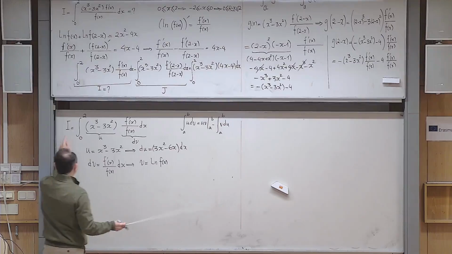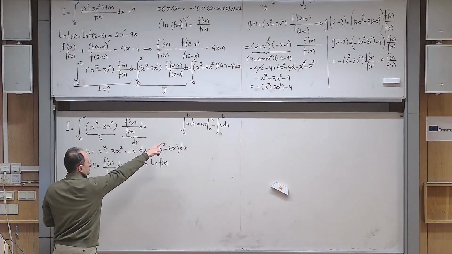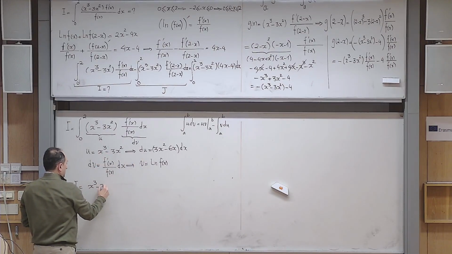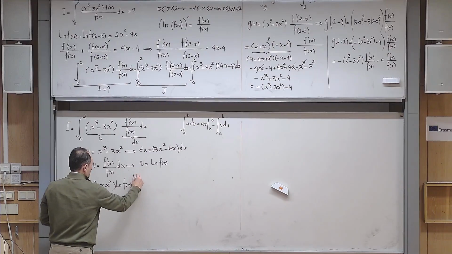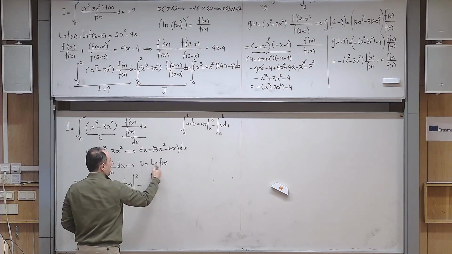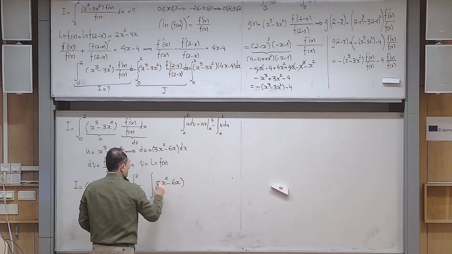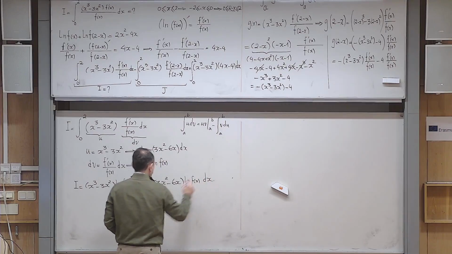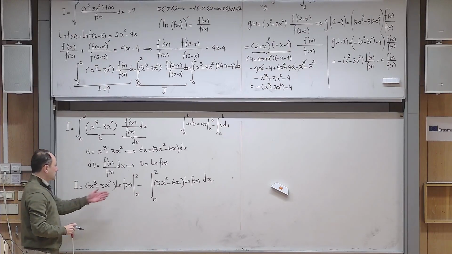So my integral I is the integral of u dv. According to the formula, it becomes uv. U is this guy, v is this guy. But I have to run it from 0 to 2, minus integral v du. This is my du and this is my v. So this becomes 3x squared minus 6x, times ln of f of x, and then I have dx, and then I run it from 0 to 2. Okay, I hope that you agree with me.